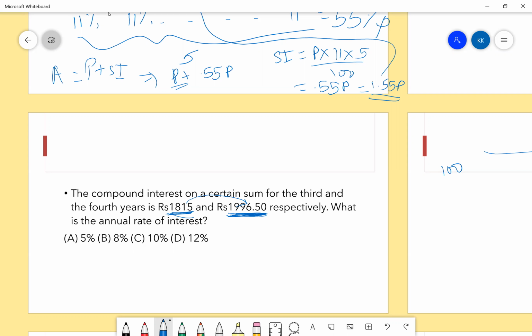This is the amount of the third year. This is the amount of the fourth year. Whatever be the difference, this has occurred because of the interest that has come from this itself. Is it true?